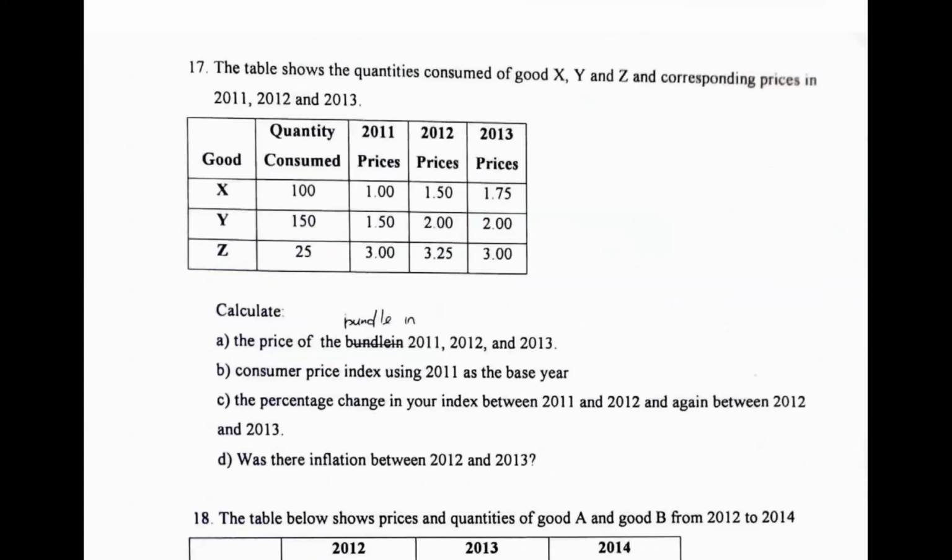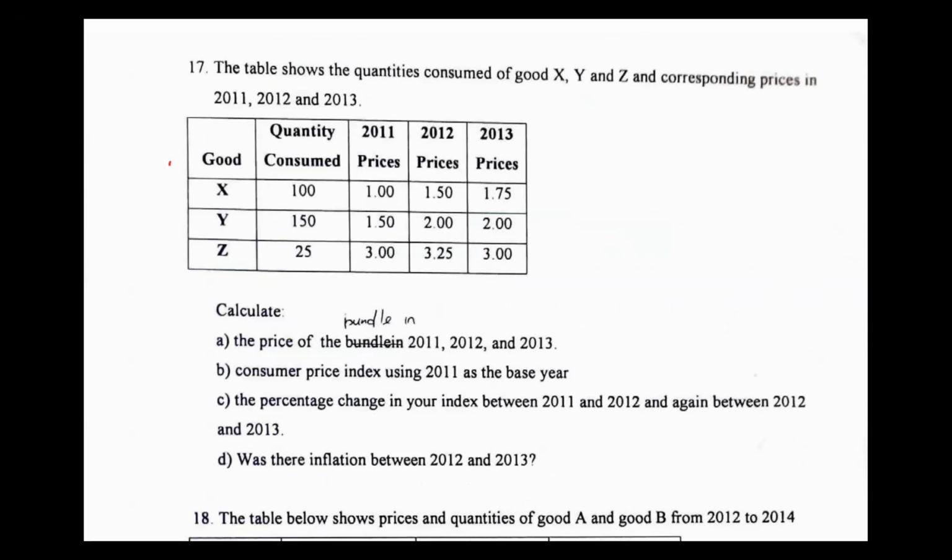Here is the other one now, where we have different quantities. Are you able to see the question? We have the quantities for the goods X, Y, and Z. Then these are the prices for each year. The question is, can you calculate the price of a bundle in 2011, 2012, and 2013? The price of a bundle of these goods combined together. So in short, can you calculate the nominal GDPs? Is that clear?